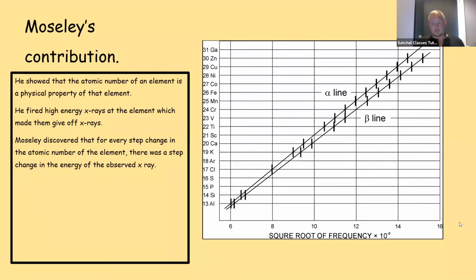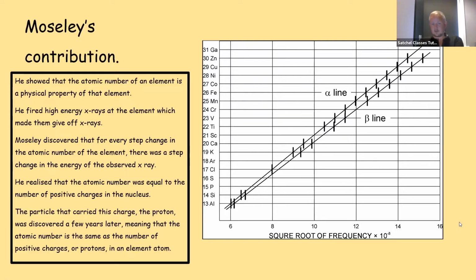This was his original graph, or something similar to it, and you can see that for each element, as the atomic number increases, the square root of the frequency of the emitted X-ray also increases. He realized then that the atomic number was equal to the number of positive charges in the nucleus of that atom. The particle that carried this charge, which we know from GCSE science is the proton, was not discovered until a few years later, meaning that the atomic number is the same as the number of positive charges or protons in an elemental atom.